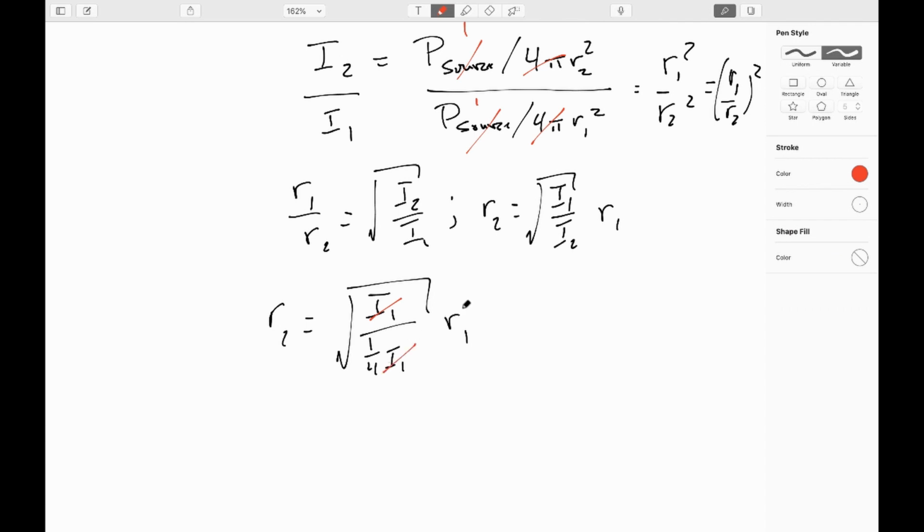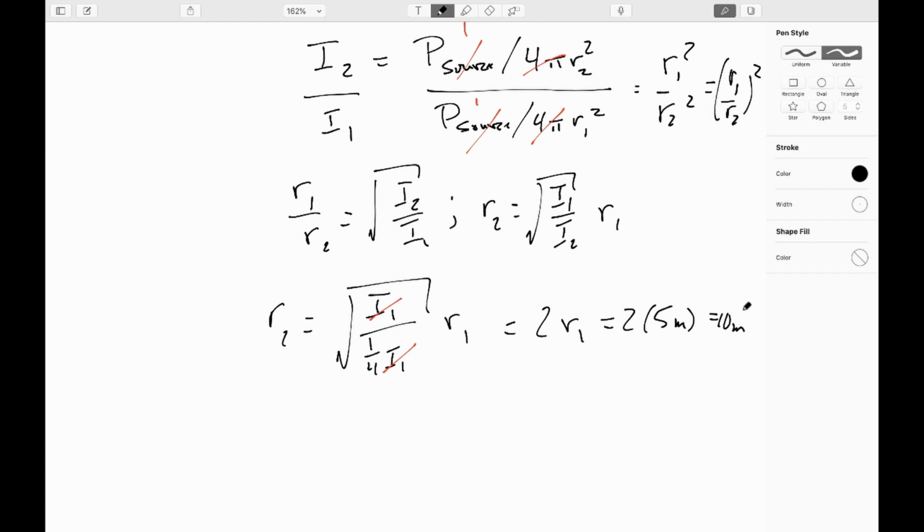So cancel, cancel. So this is the square root of 1 over a quarter. 1 over a quarter is 4. Square root of 4 is 2. So we get that this is 2r1, which is 2 times 5 meters, which is 10 meters.